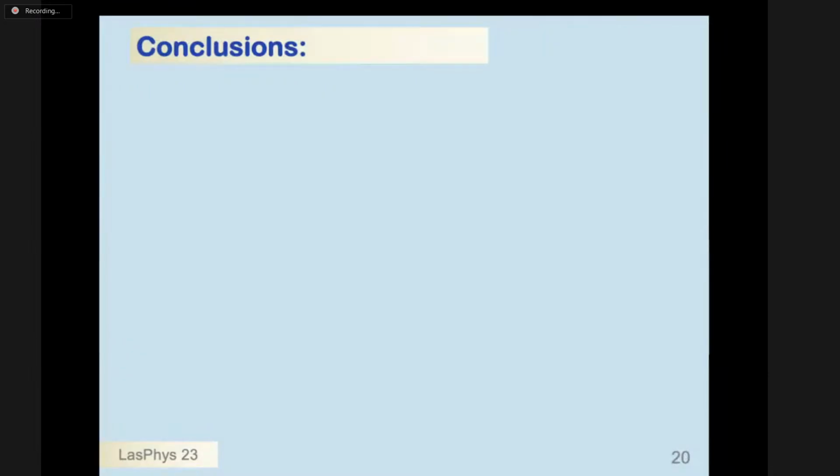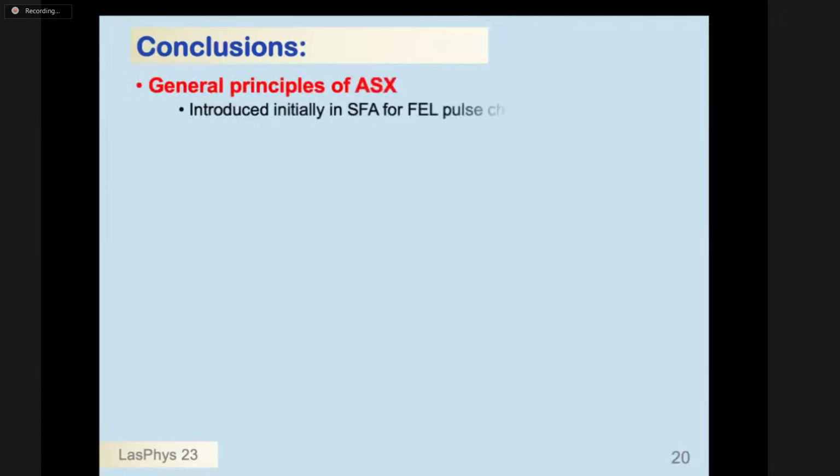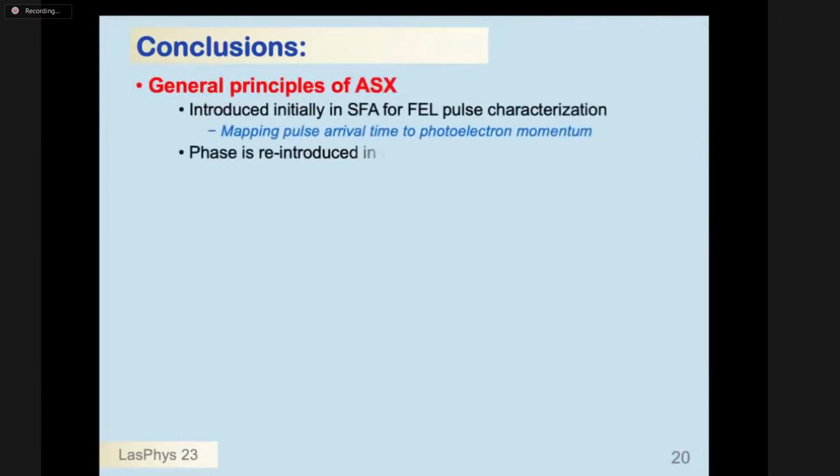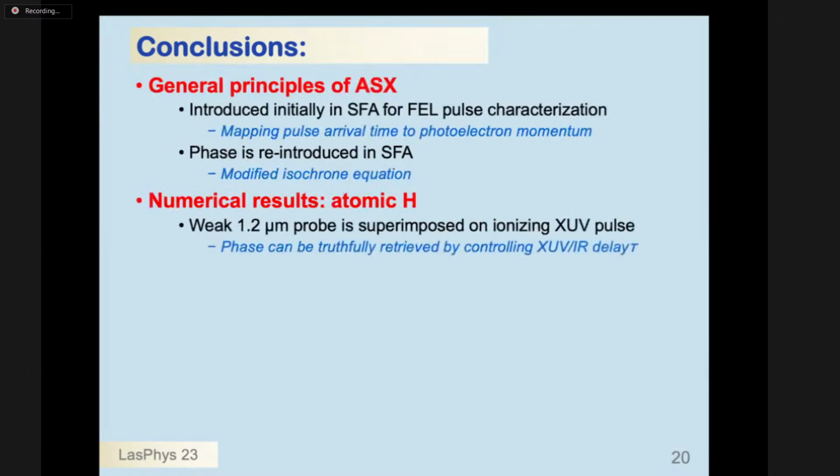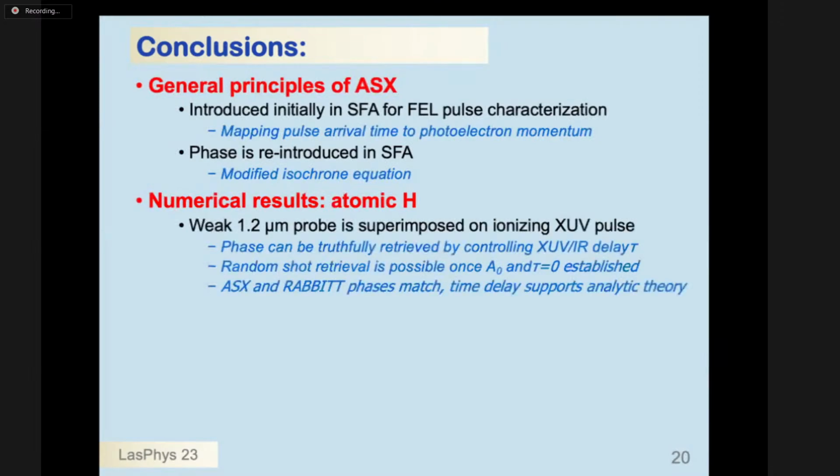Finally, conclusions. What I showed in this talk, I introduced the concept of general principles of attostreaking, streaking of XUV ionization. Initially, it was used to characterize stochastic pulse arrival at free electron lasers.